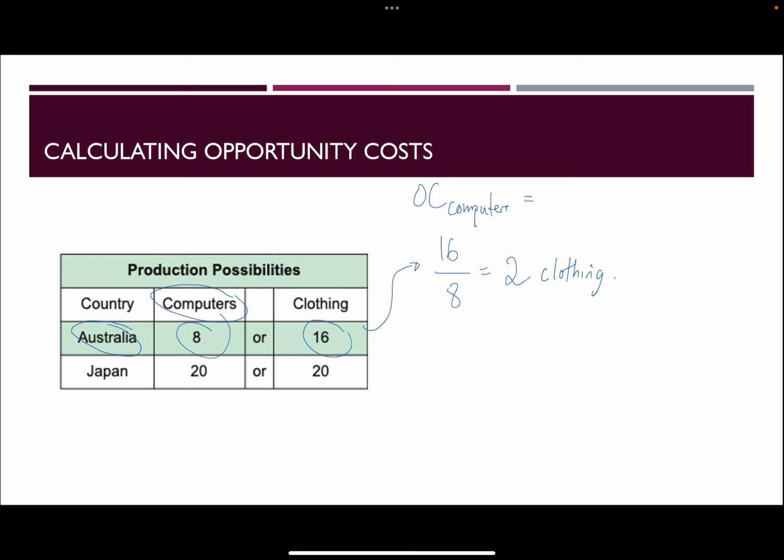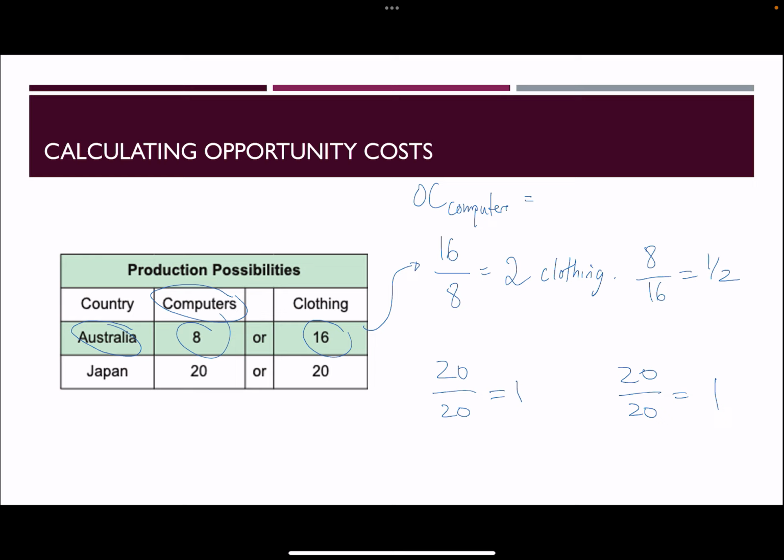So what is an opportunity cost? It's just what's forgotten, right? Now, if we wanted to calculate all the other opportunity costs, we do the same thing. So if we're thinking about calculating the opportunity cost for Australia of producing clothing, an additional unit of clothing, it's 8 over 16, and that gives us half. If it's the case that we want to calculate Japan's opportunity costs for producing computers, it's going to be 20 over 20, which is going to be 1, and the same for its opportunity costs for producing clothing as well.